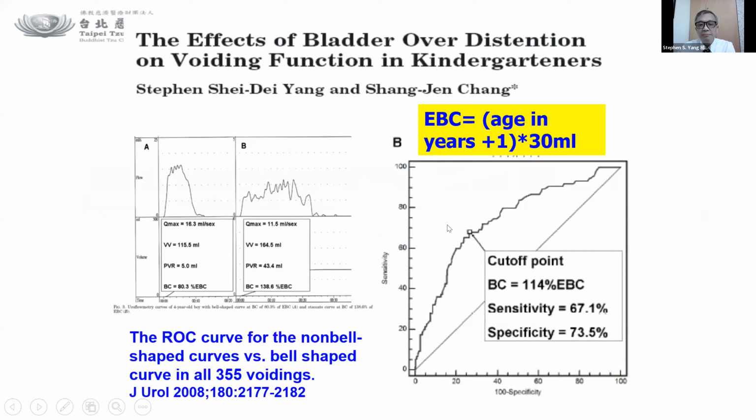Here is an example. A 4-year-old boy with bell shape first, and then 2 hours later, staccato. What happened to him? Actually, this is 80% of bladder volume. This is 140% of bladder volume. So that's why the flow pattern changed, Qmax decreased, and PVR increased. So we used our ROC curve to find out that the cutoff point is 114%. So we put it simply as 115% EBC.